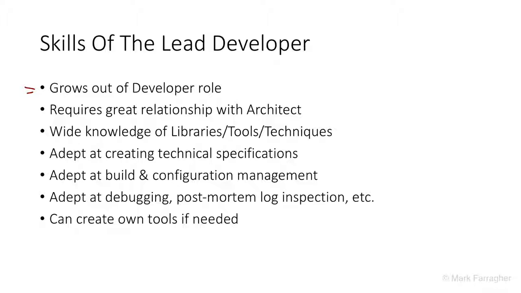A lead developer needs to have a great relationship with the architect, because the architect does the high-level technical stuff and the lead developer does the implementation stuff. But you're looking at the same thing. You're both looking at the technical specifications. As lead dev, you're completely focused on implementation. The architect is completely focused on high-level overall business architecture. But it's just two perspectives of the same thing. So for a harmonious cooperation between these two roles, you need to have a really good personal relationship with the architect. You need to have a wide knowledge of libraries and tools.